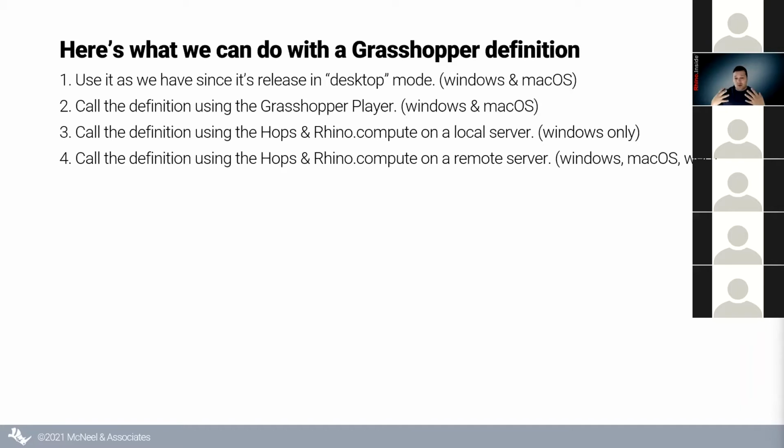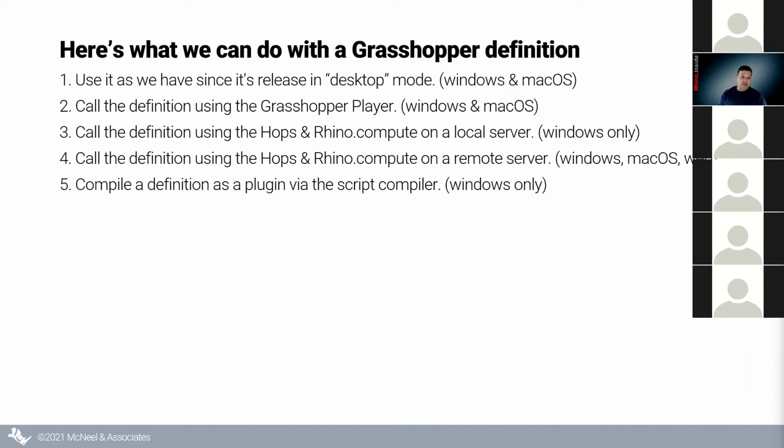But you can also create a server, a program that's running on another computer in the cloud, and you can make a call to that computer and return a result. So that's another way, offloading some of the computational resources to a larger computer somewhere and returning the results when it's finished. And then we can also compile a definition using the script compiler. So we can actually compile it into its own plugin and distribute it through Yak or the plugin manager.